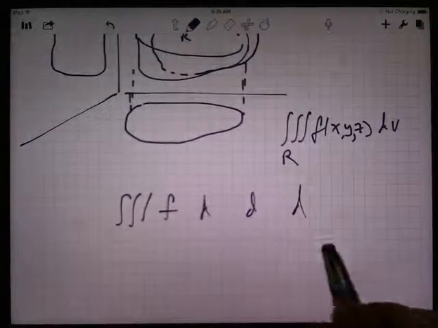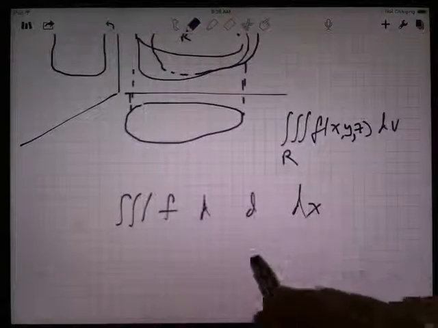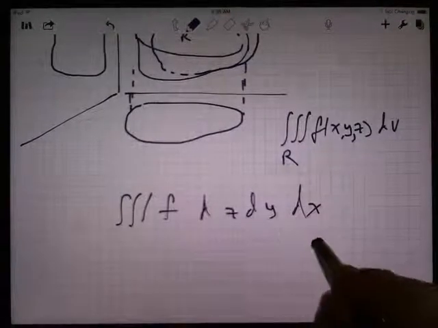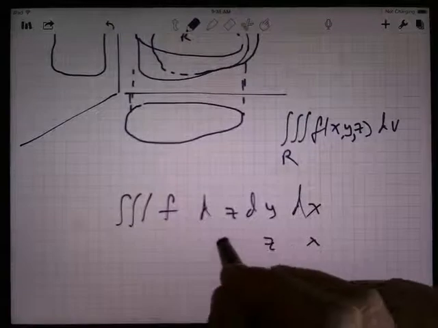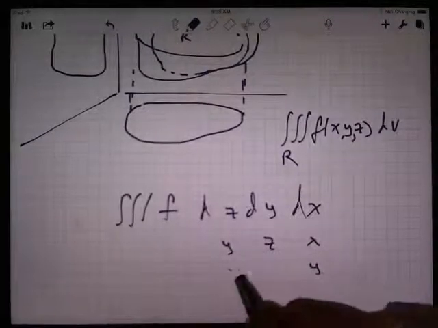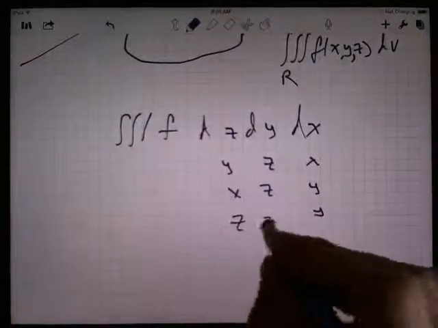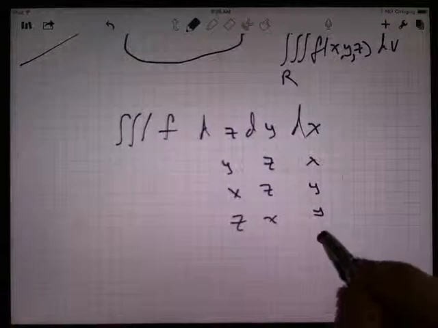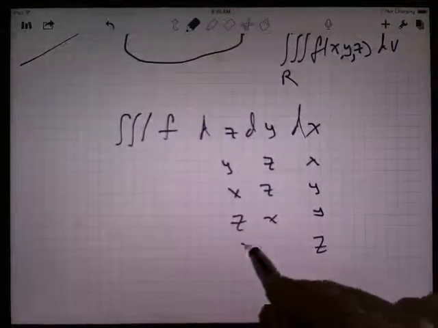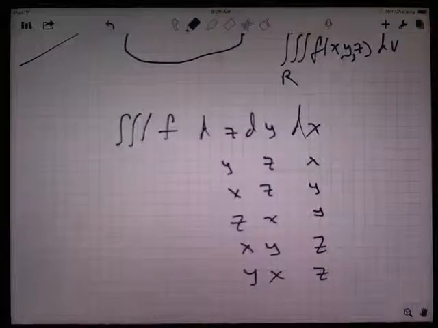I mean, what could you do? You could say, well, I want to put my x out here and then y and z in here, or maybe I want the x out there and then the z and the y, or maybe I want the y out there and I've got an x and a z, or maybe I want the y out there and I've got a z and an x, or I want what's left. It could be a z out there with an x and a y, or a z out there with a y and an x. So there's 6 different options that you have, okay?